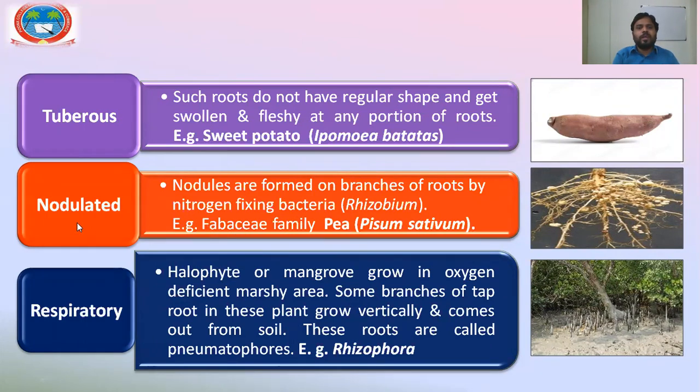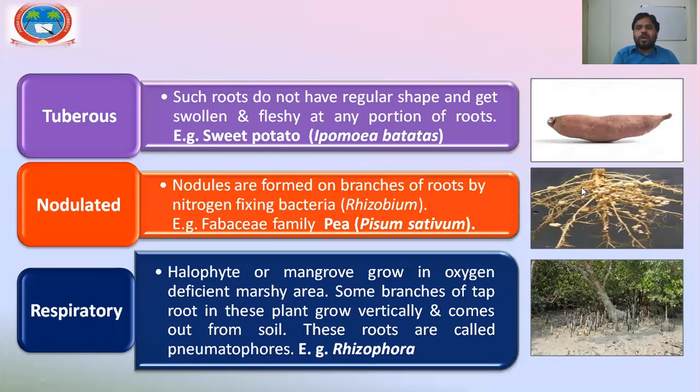Now the next one is called the nodulated root, or the nodulated form of the root. Generally, this type of root occurs in the family Fabaceae, particularly in the plants called pulses. In those plants, we can find such a type of root. For example, the pea plant, Pisum sativum.